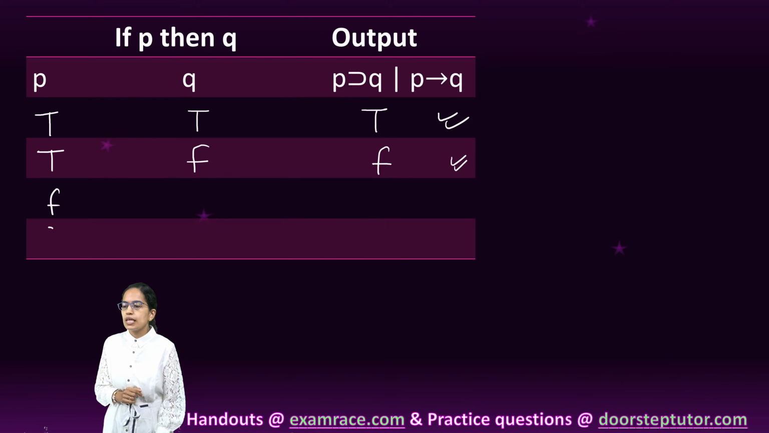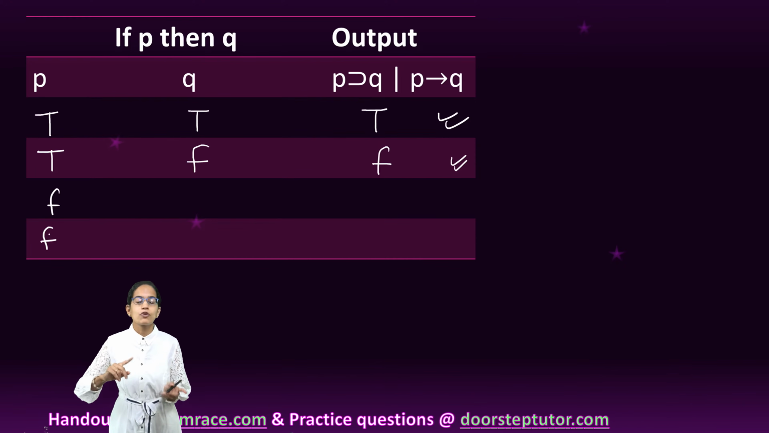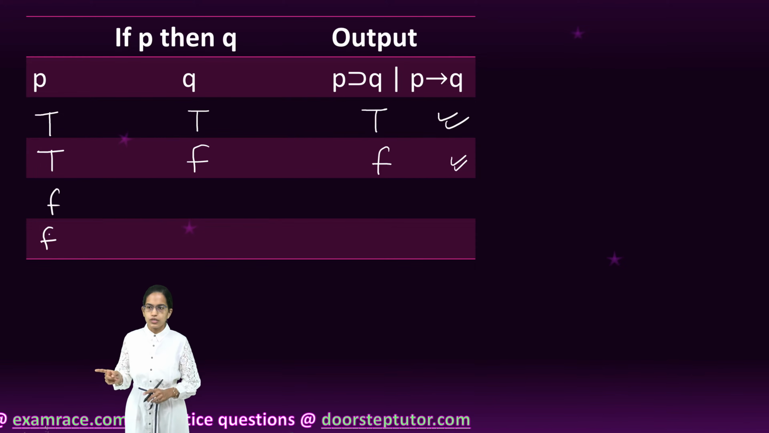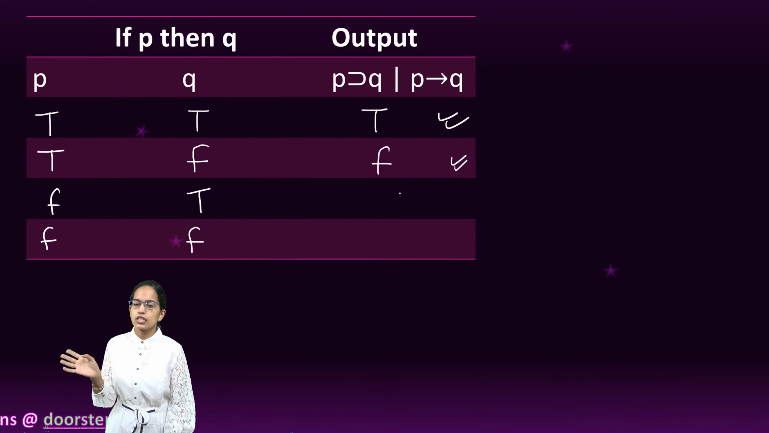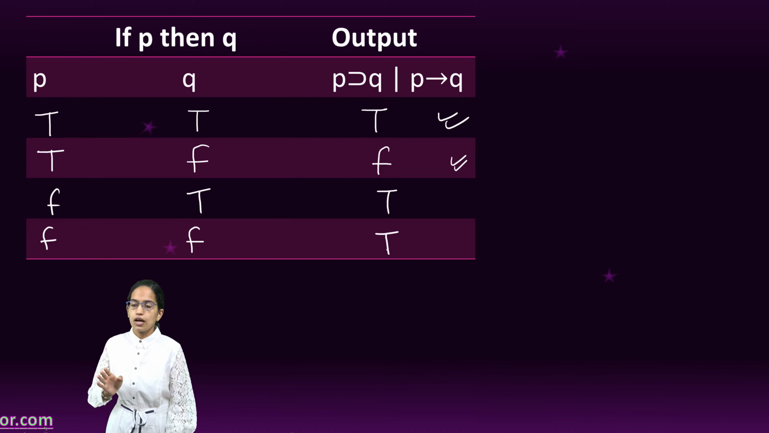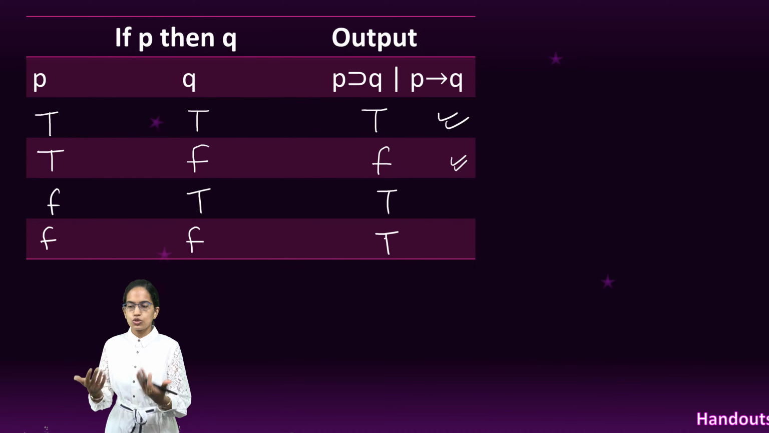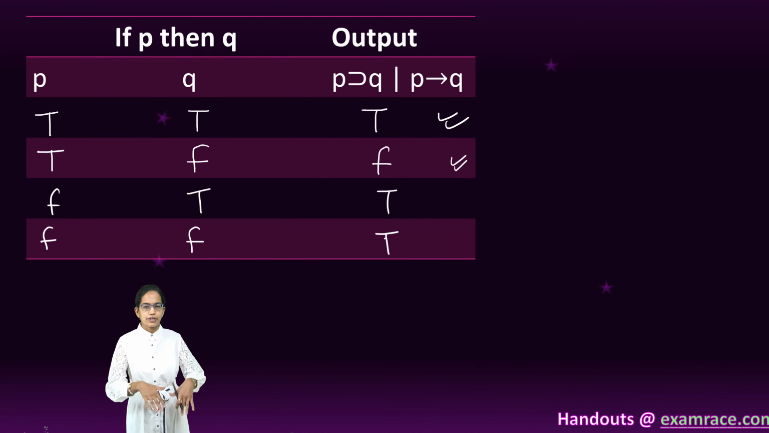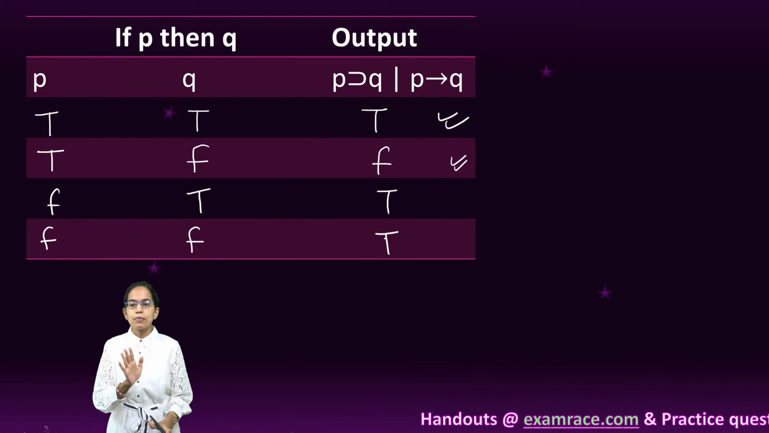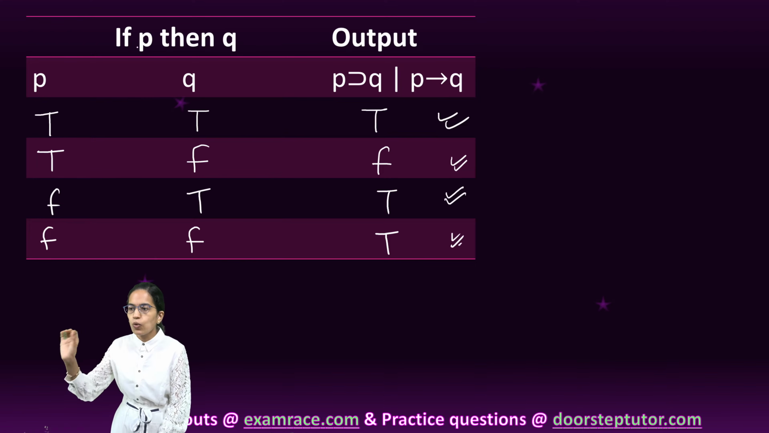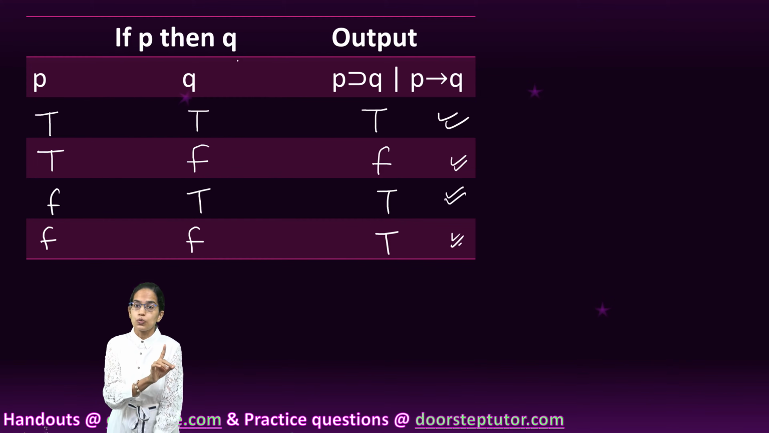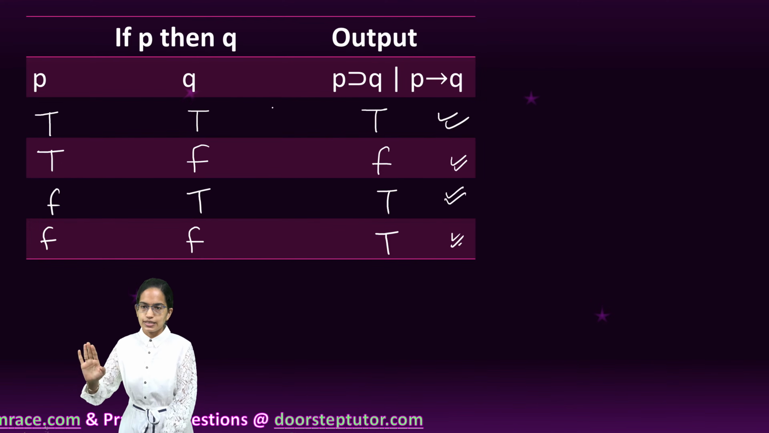Now if P is false, that is, if passing the exam is false, my output, whether Q is true or false, does not matter. That means I get a job or I don't get a job, it does not matter. My output would remain true because I am claiming only if P, then Q. So for all other cases, I can just leave it out.